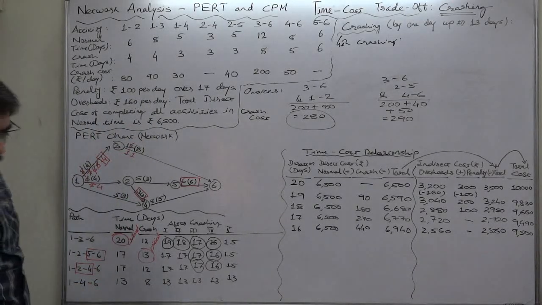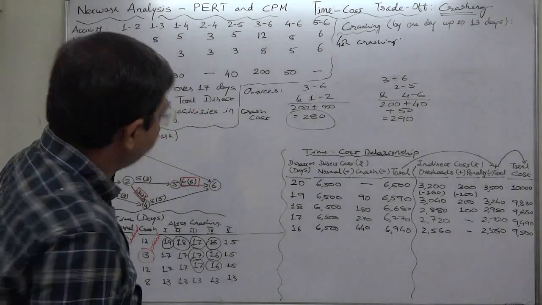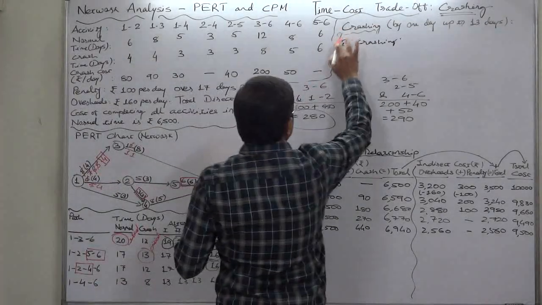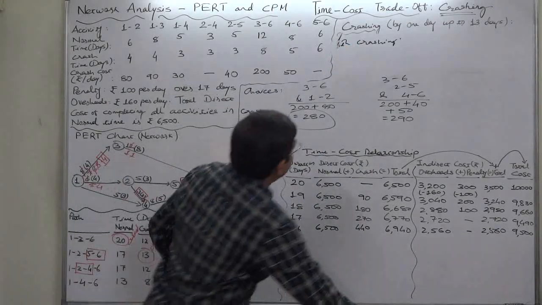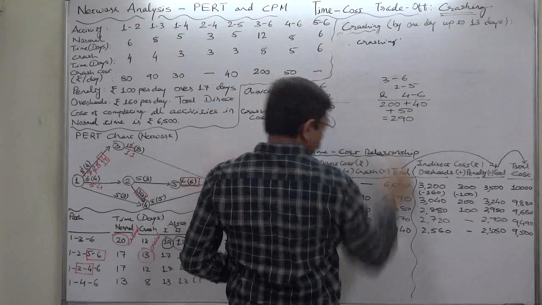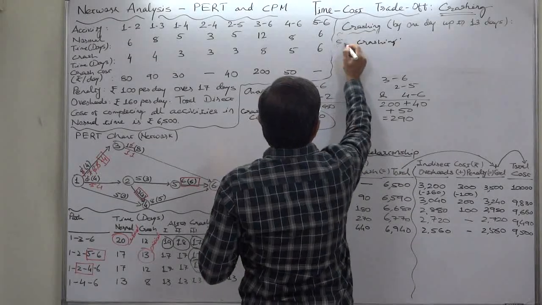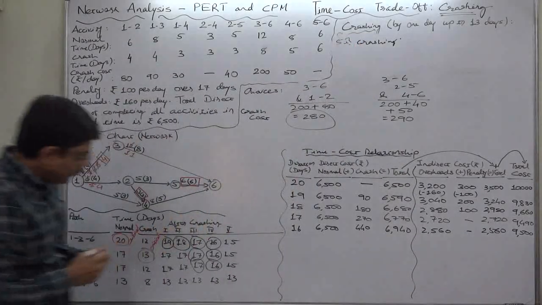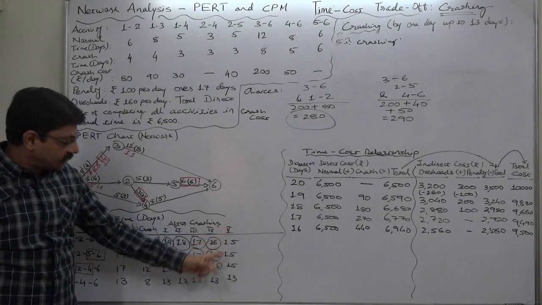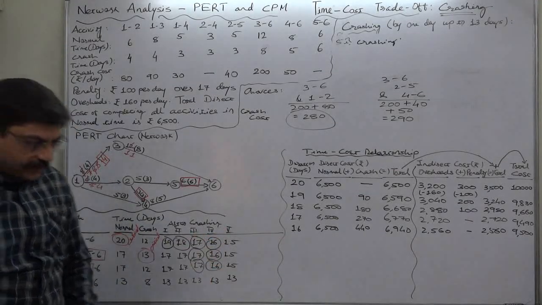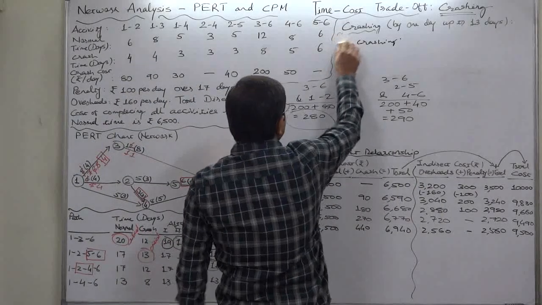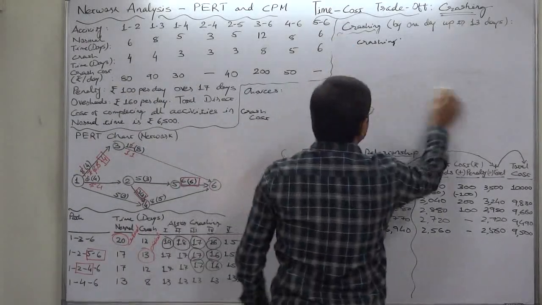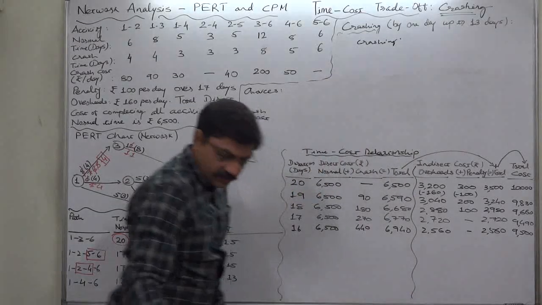So now it is done. This was actually 5th crashing, not 4th. I forgot to change the title of this iteration. It was 5th crashing. After 5th crashing, we have 3 critical paths having duration of 15 days. Let's go for one more crashing, 6th crashing, and let's check what happens.